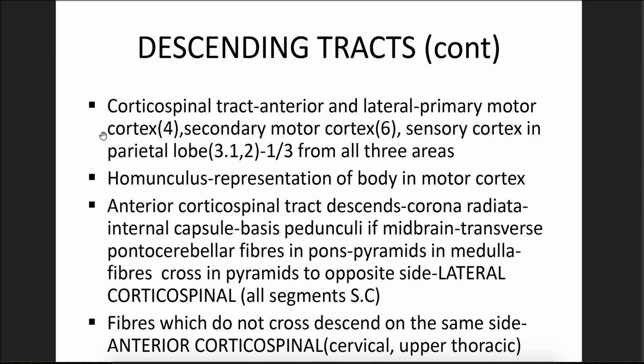And here, the majority of the descending fibers of the corticospinal tract cross to the opposite side, and this is called the pyramidal decussation. Those fibers which cross to the opposite side are called the lateral corticospinal tract. This is present throughout the segments of the spinal cord, and this is the major portion. Fibers which do not decussate or cross at the level of the pyramids in the medulla descend on the same side and are called the anterior corticospinal tracts. They are present only in the cervical and upper thoracic segments.